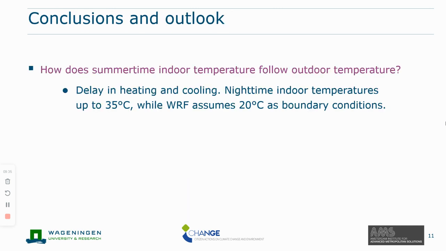So to come to the conclusions and outlook, the first question: how does the summertime indoor temperature follow outer temperature? There is a delay, but we actually observe really high temperatures, up to 35 degrees. That was last year during summer. But for example, the WRF model assumes a boundary condition of 20 degrees, which is of course not realistic. So it's good to have this information.